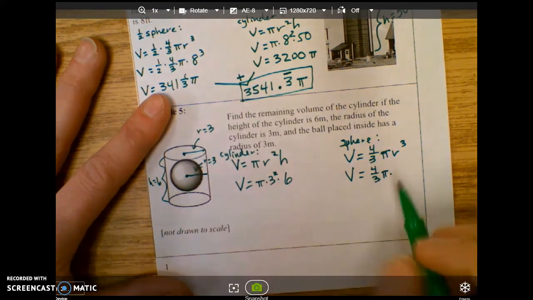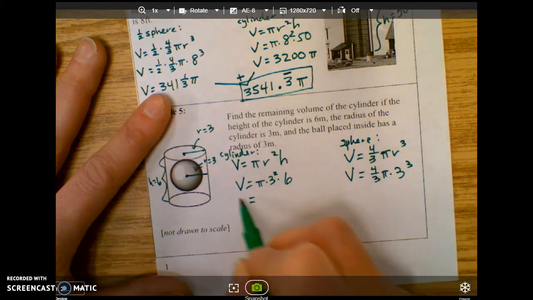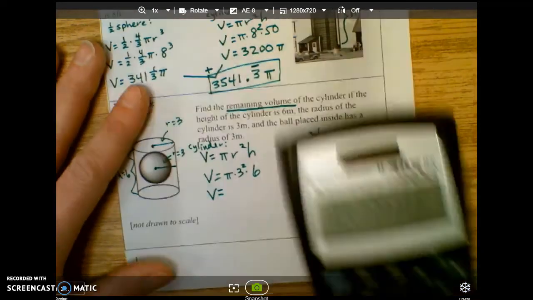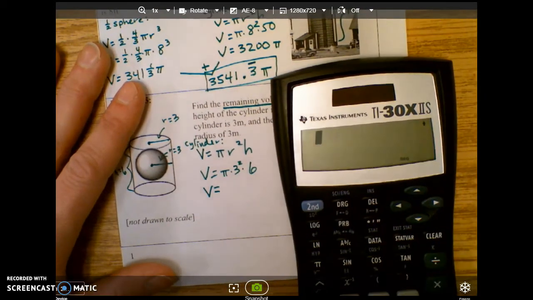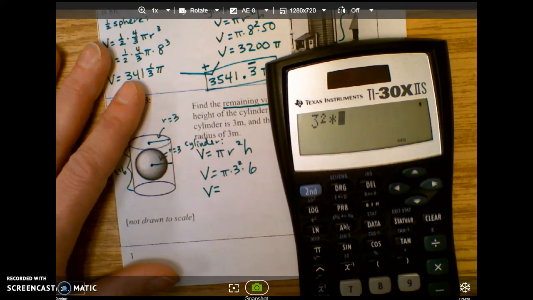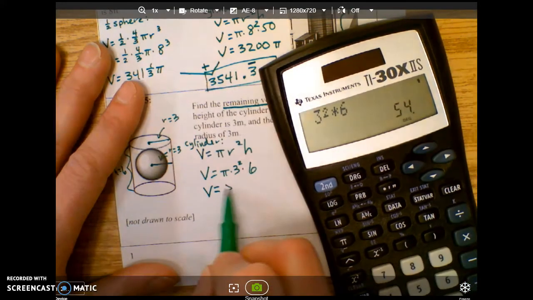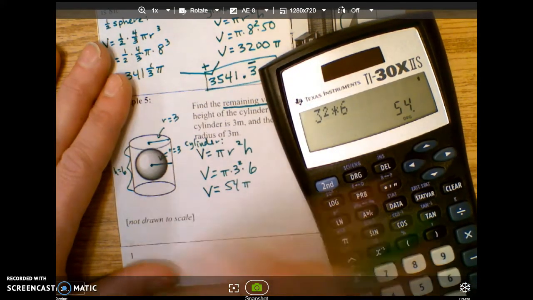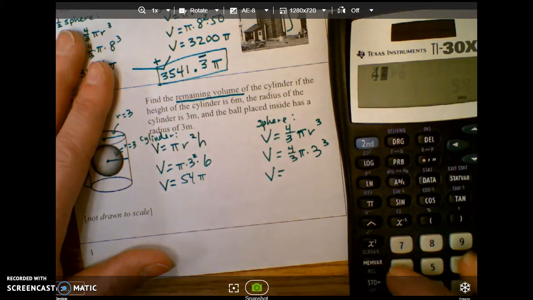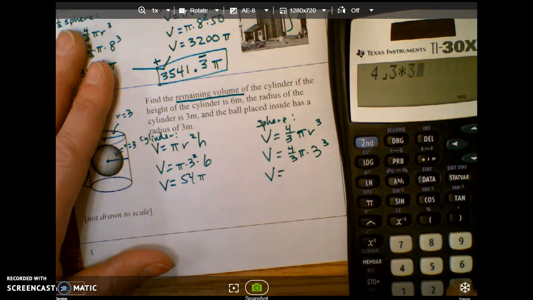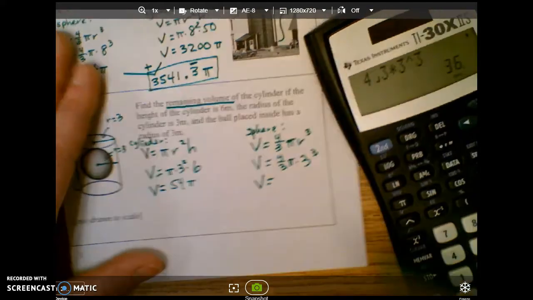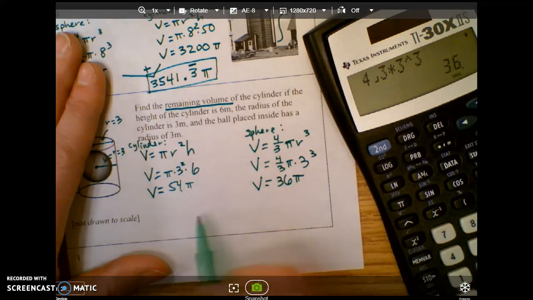So this time, think about it. What we've got to do is we've got to find the separate volumes, but then they said find the remaining volume of the space that's inside that cylinder. So I think this one is best if we leave it in terms of pi also. So we're going to take the 3 squared times 6, and we're going to see that that's 54 pi. That's the volume inside the empty cylinder. And then we've got the sphere, so we're going to put in our 4/3. We're not going to type in pi, remember, because we're doing this in terms of pi. And that tells us that the sphere inside that cylinder is going to take up this much space, 36 pi.